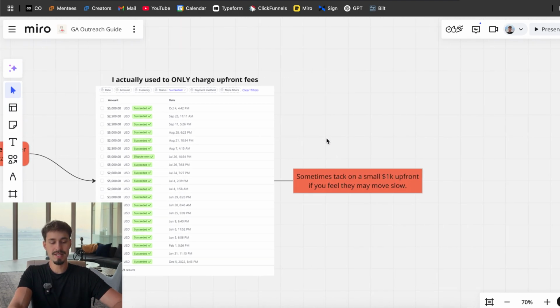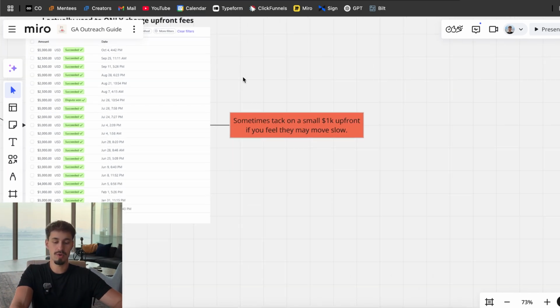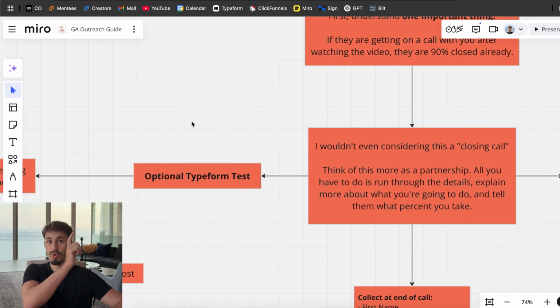Anyhow, sometimes you can tack on a small 1K upfront if you feel they move slow. That's really the only time I'll charge an upfront, is if I think they might move slow. Usually adding some financial incentive when they have some skin in the game, it'll make them move a lot quicker. So there you go. Now, here's what I was telling you guys about before, more secret sauce.